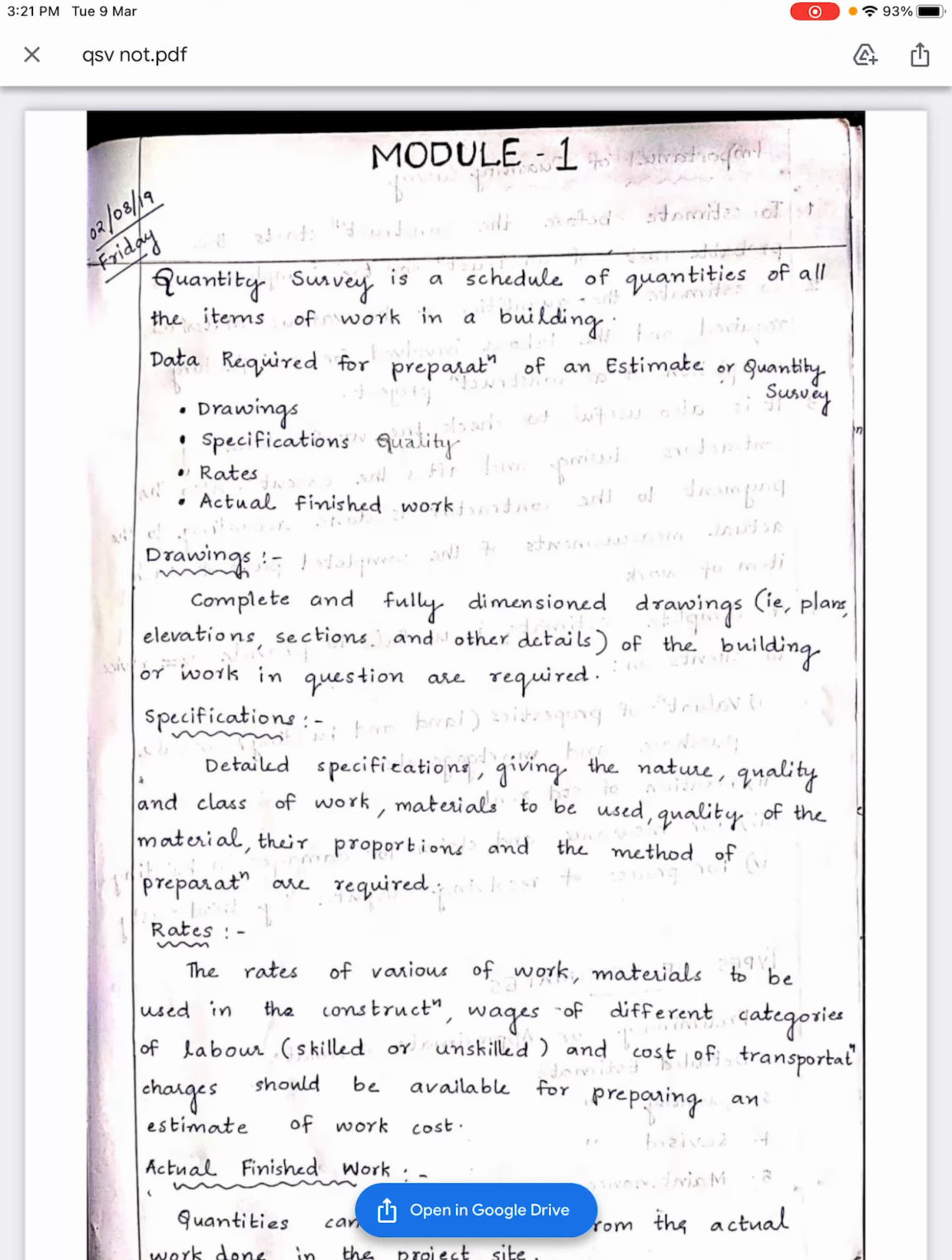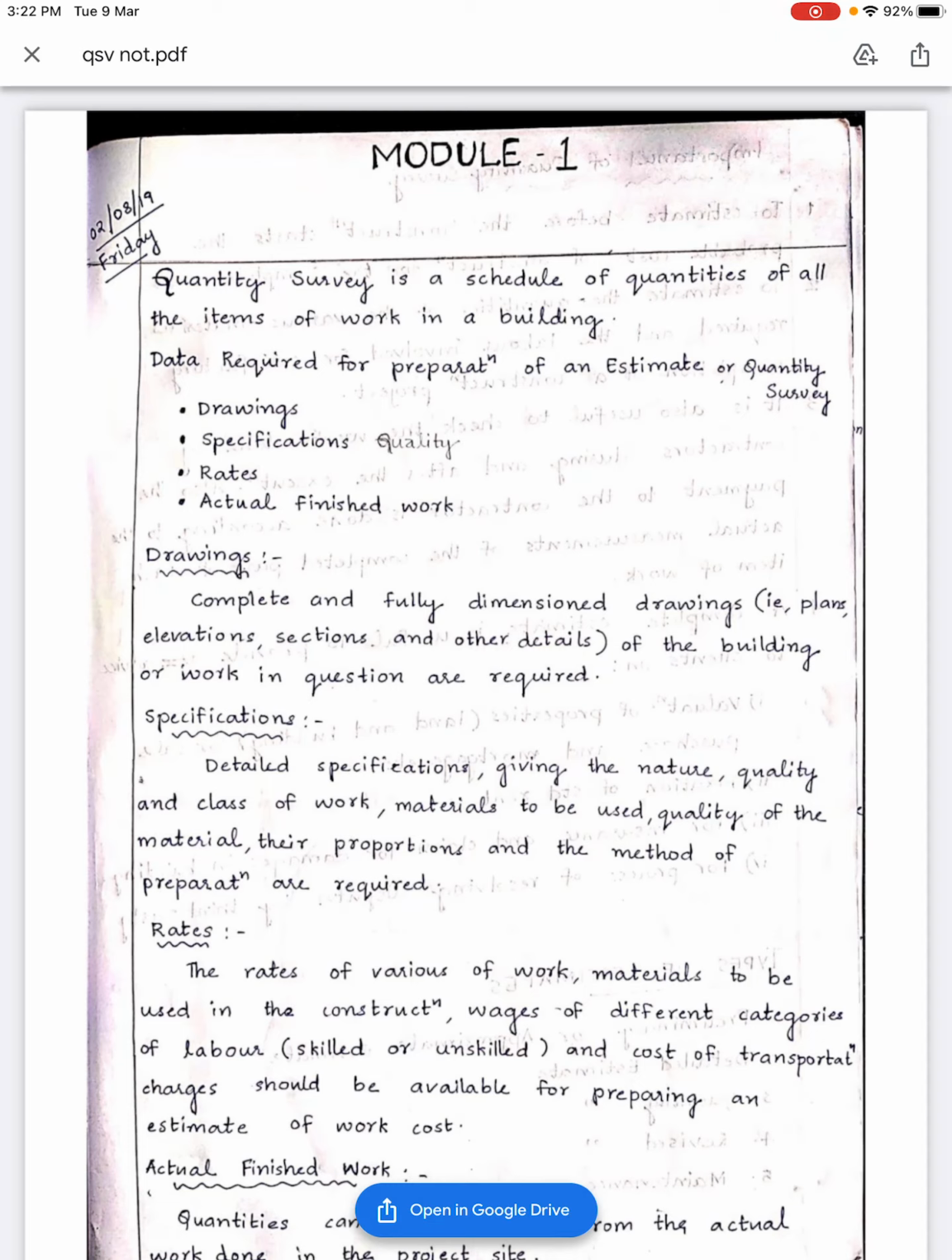Today we are going to discuss Module 1 of Quantity Surveying and Valuation. Quantity surveying is a schedule of quantities of all items of work in a building. The data required for the preparation of an estimate or quantity survey are drawings, specifications, rates and actual finished work. So quantity surveying is mainly intended to take the whole quantity of items that are going to be constructed in a building.